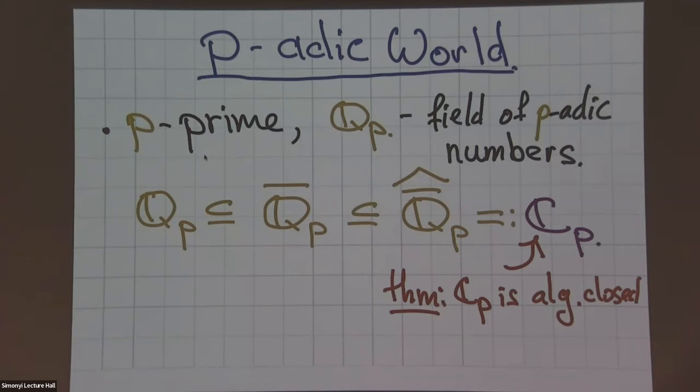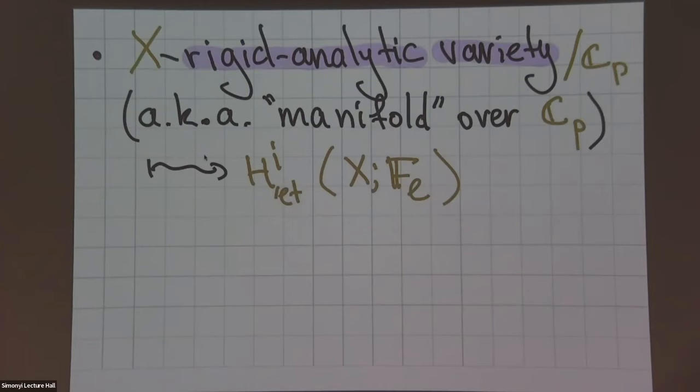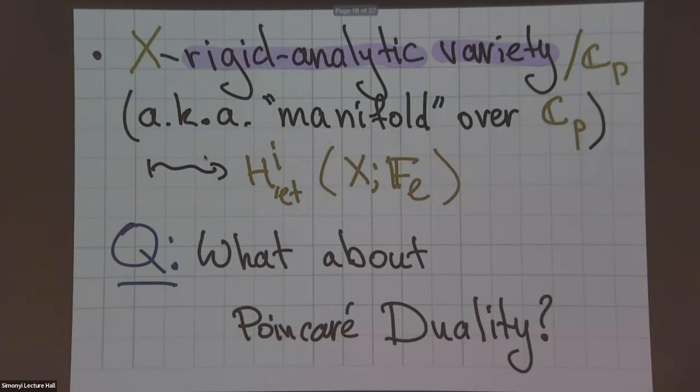And then the object of study is the so-called rigid analytic variety over C_p, which is quite difficult to make precise, but roughly just a manifold over p-adic numbers. And then by the work of Huber and Berkovich, we can also associate étale homology groups to these spaces. And you can ask whether these homology groups share the same nice properties as singular homology or étale homology in algebraic geometry. And in particular, Poincaré duality holds.